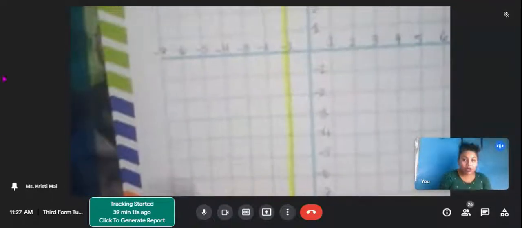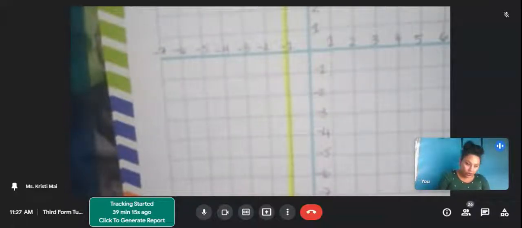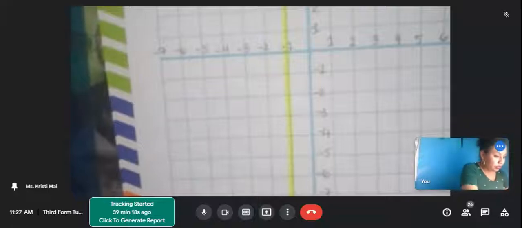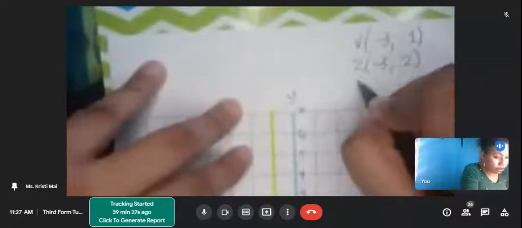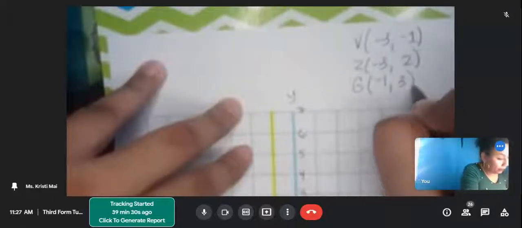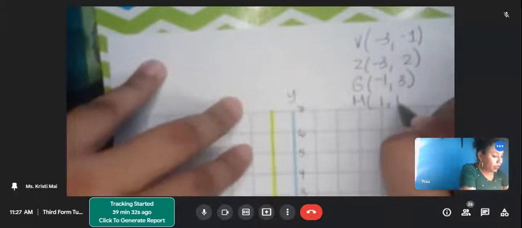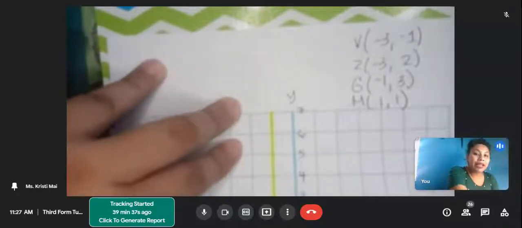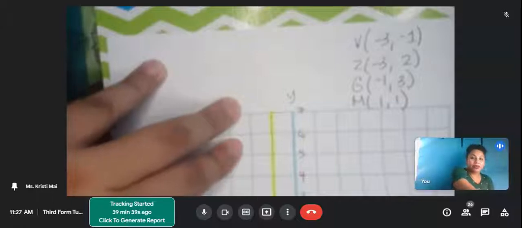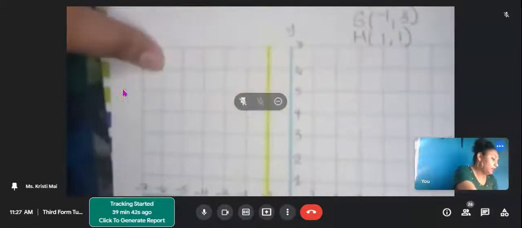So now I look at my points. I'm going to write it right here. V is -3, -1. Z is -3, 2. G is -1, 3. And M is 1, 1. These are the points that the question is giving me. I'm going to plot these points first, and then I'm going to write the reflection. So I'm going to go ahead and plot them.